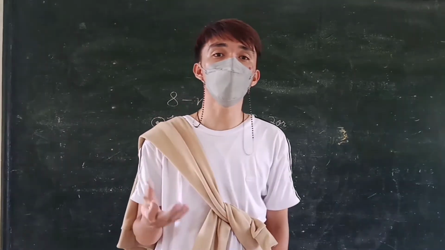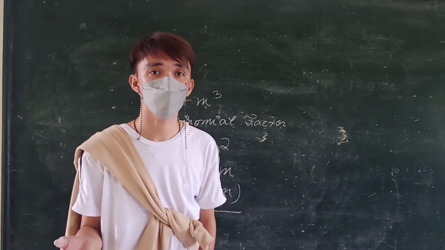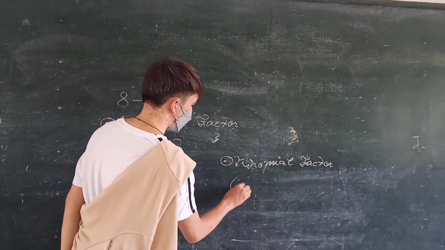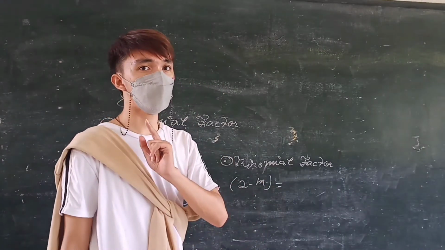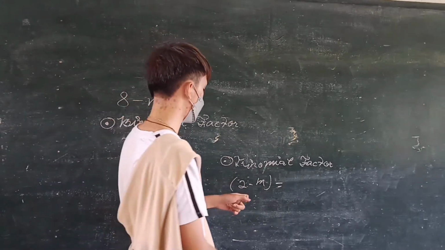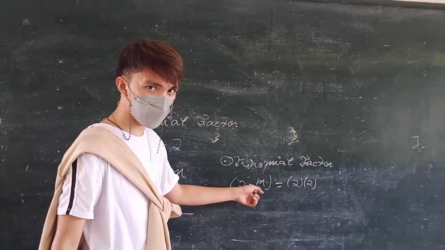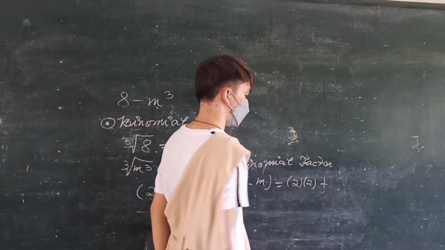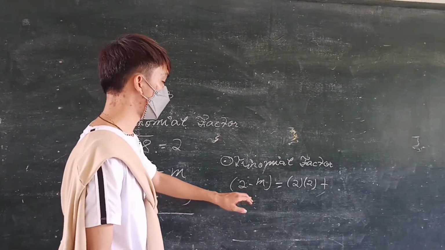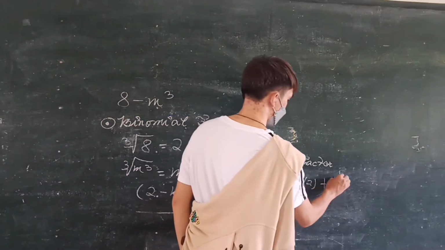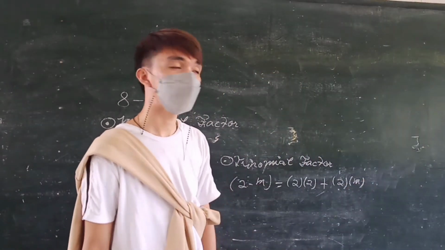Next, we are going to look for its trinomial factor. How are we going to find the trinomial factor? Simple. Copy the binomial factor. First step, we are going to square the first term of the binomial factor. Since the sign here is negative, the sign will be positive, according to the pattern we have earlier. Next is the product of the first term and the second term. And that is the square of the last term.